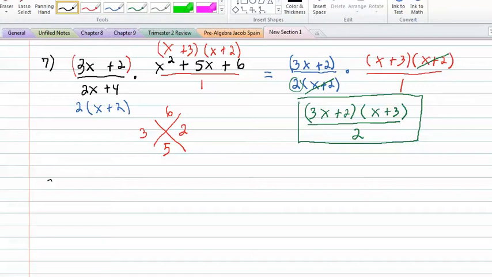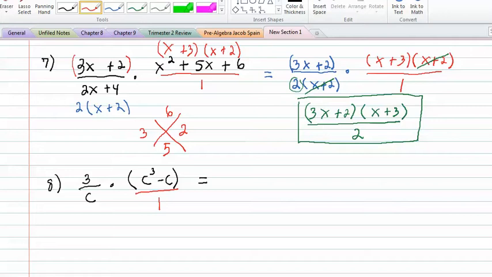Number 8. Okay, here is my problem. It's 3 over c times, and I put my parentheses, c to the third minus c. That's my problem. Okay, I'm going to look to see if I can get rid of things or if I can factor things out. So 3 and a c, I can't do anything with that. I'm going to make this into a fraction.